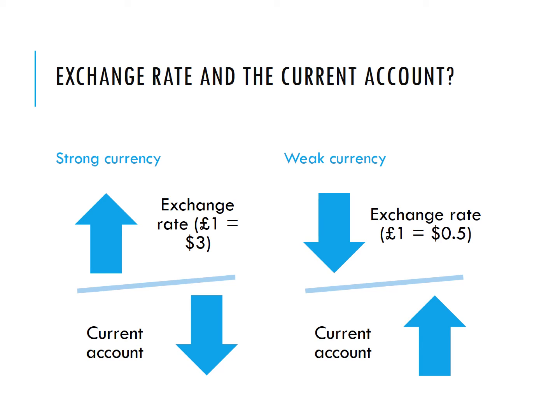The flip side is a weak currency. For example, here if a pound was only worth half a dollar, it has low purchasing power, then that's going to make imports less attractive, but the flip side is make the country's exports more attractive abroad. So more exports and less imports would lead to a current account surplus. So there is an inverse relationship between the strength of the exchange rate and what we'd expect to be happening to an economy's current account position.